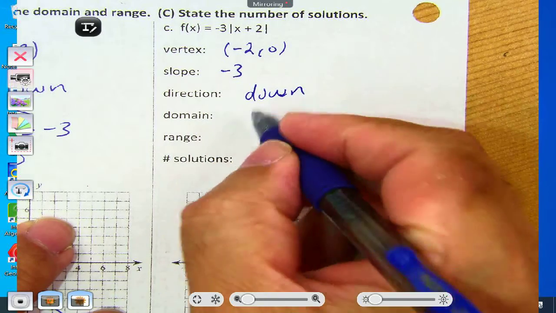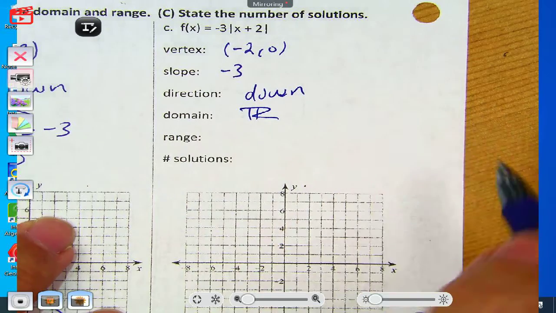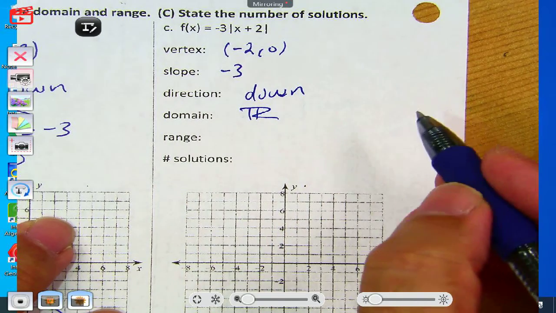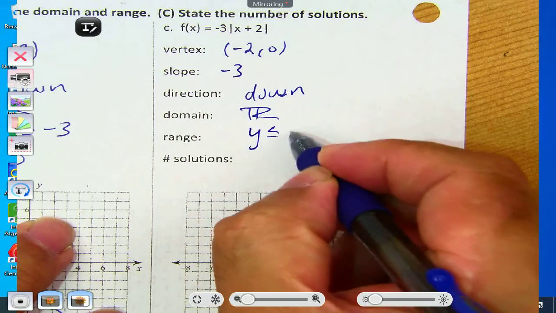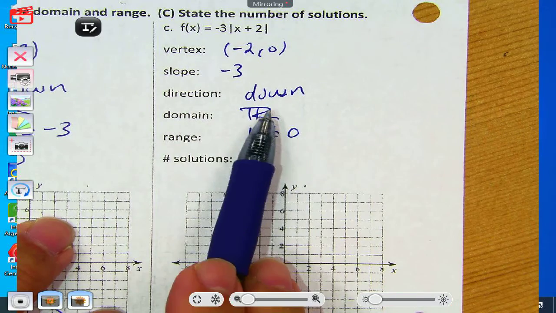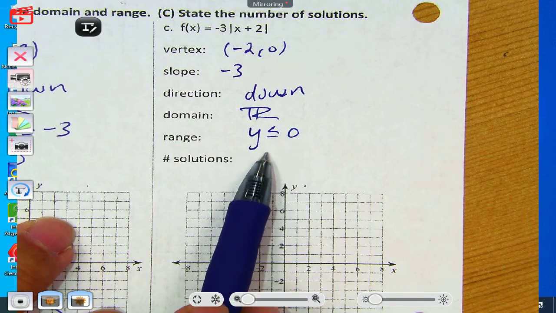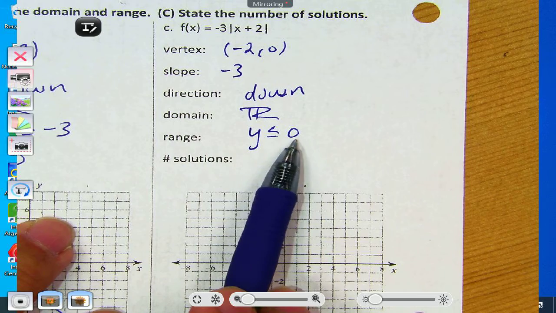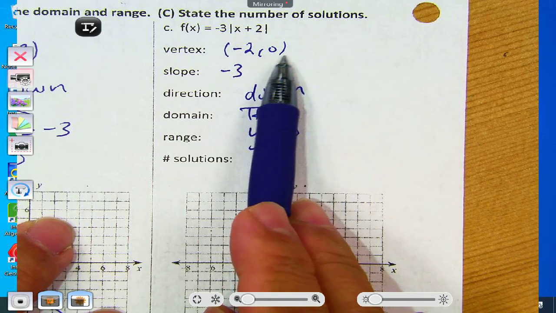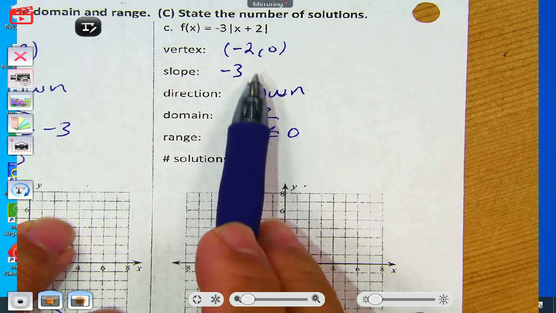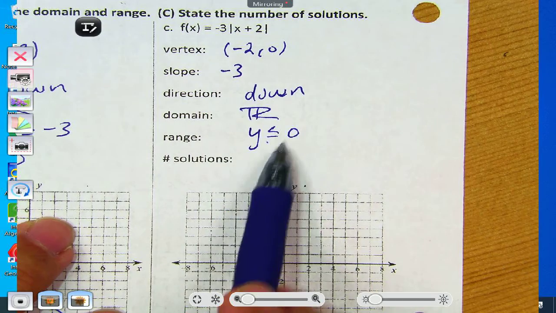And the domain is all real. And the range, what's the range? Y is less than or equal to 0. So because it's facing downwards, we're going to use less than or equal to 0. That's the y value here, right? So your range is going to come from your vertex. It's the y value of your vertex.